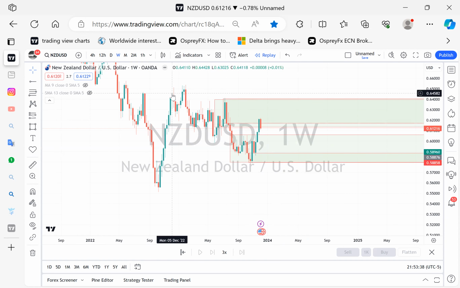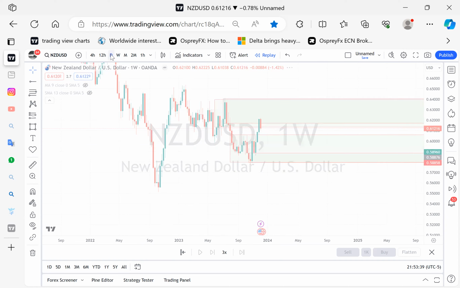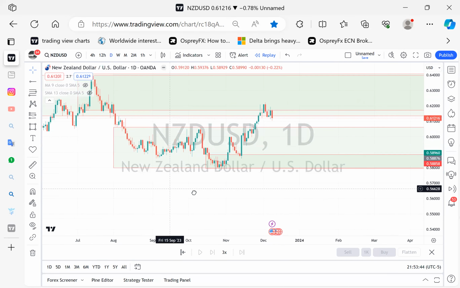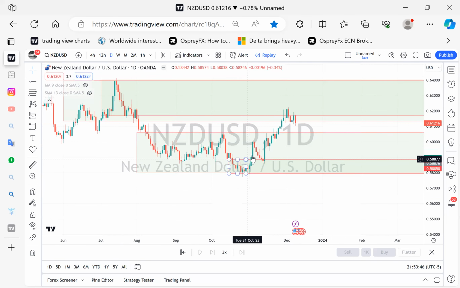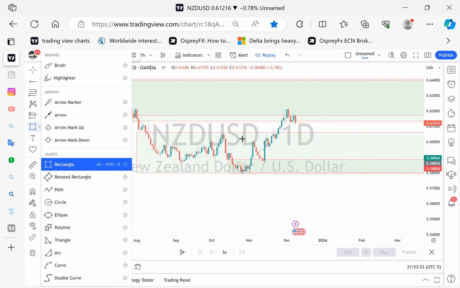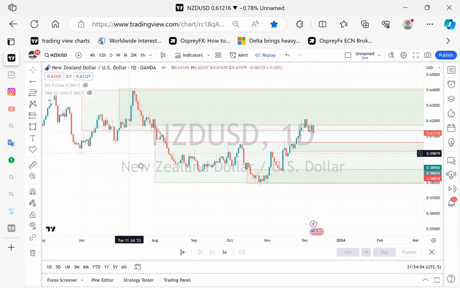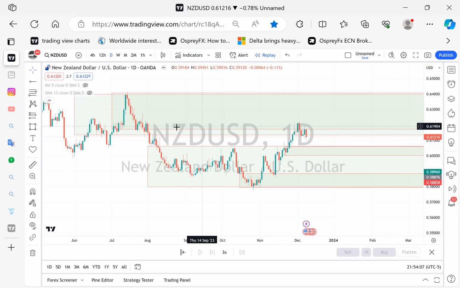Now we want to drop down to the daily, and we want to do the same thing with the daily. We'll call this the bullish order block below price. Again, I'm highlighting wicks. And now we need to find the bearish OB. There isn't one present, not one that we use anyway.